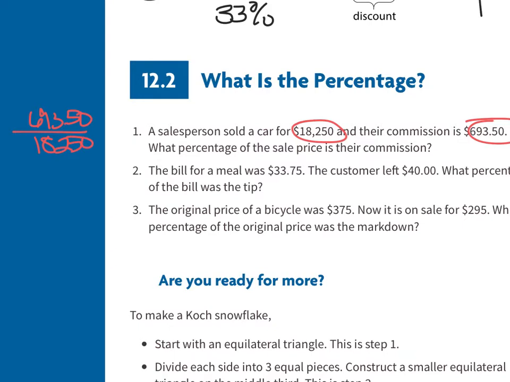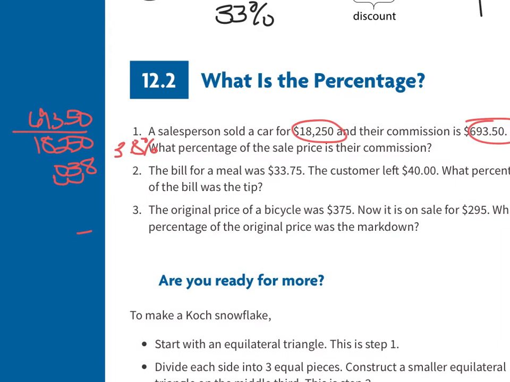So using my calculator, 693.50 divided by 18,250, I get 0.038. If I move the decimal over twice, it's 3.8%. Okay? Number 2, the bill for a meal was $33.75. The customer left $40. What percent of the bill was the tip?